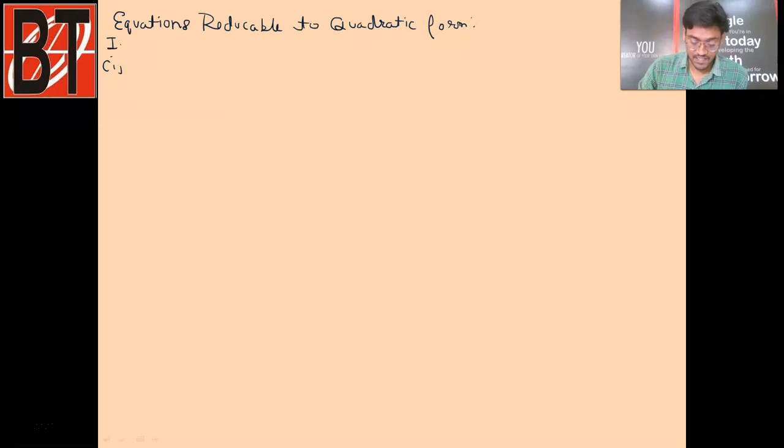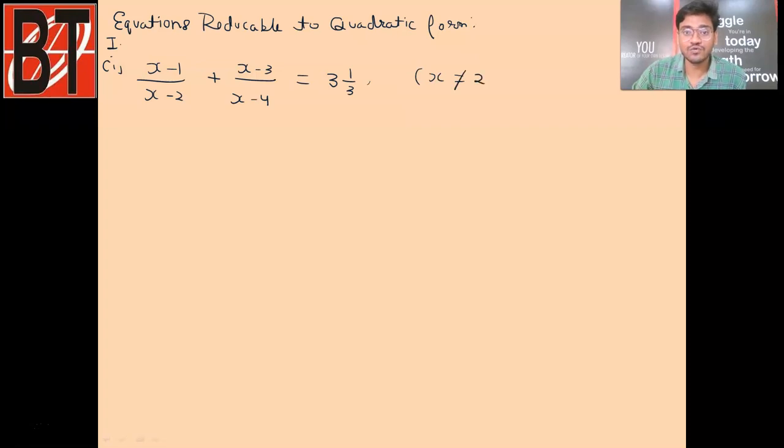See, the question is (x minus 1) upon (x minus 2), plus (x minus 3) upon (x minus 4), and it's equal to 3 1 by 3. Okay, it's a mixed fraction. Here it's also mentioned that x cannot equal plus 2 and plus 4. The values of x must not be plus 2 and plus 4.